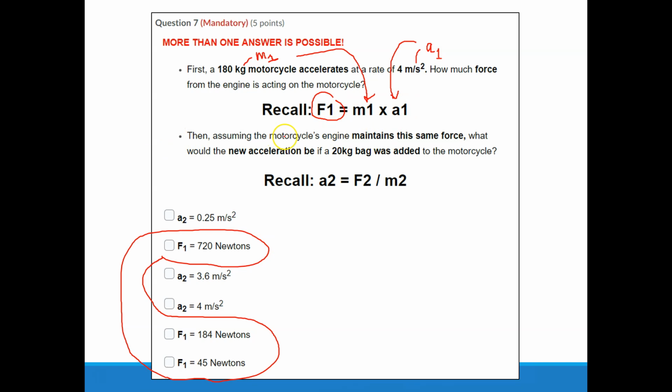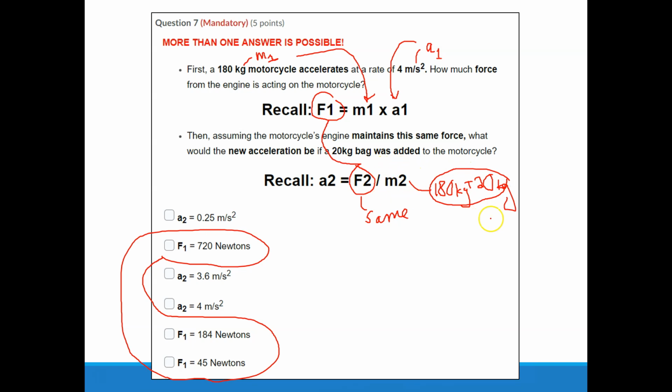Then part 2, we're going to assume that the motorcycle's engine maintains the same force. So again, this means that F1 and F2 are actually the same number. Based on what you just calculated, you're going to plug in the same number for F2, but divide it now by the new mass. The new mass is going to be whatever 180 kilograms from our motorcycle was, plus this new 20 kilogram bag. So first figure out what that equals, and that's what you're going to plug in for M2.